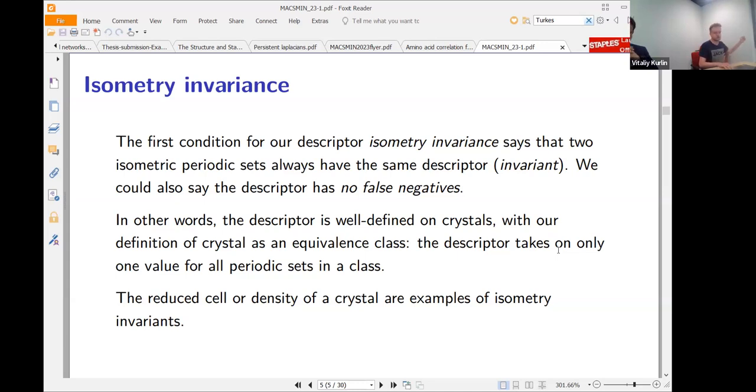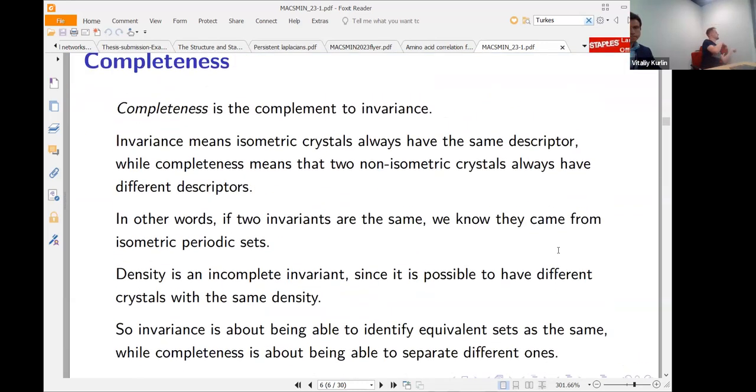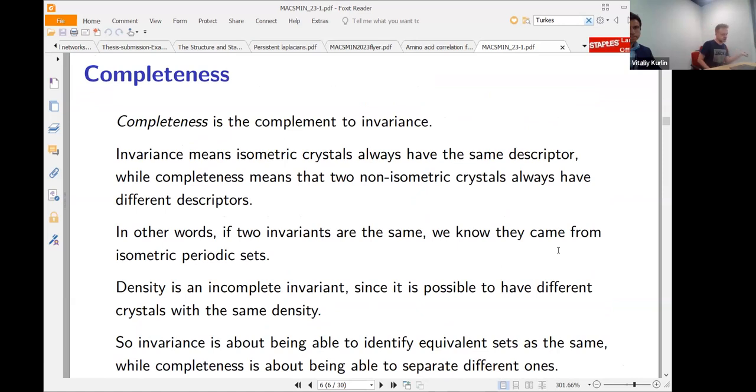So some examples crystallographers would know are the reduced cell of a crystal, or density. They're invariant, right? It doesn't matter how you represent your crystal, even if they're the same thing. And then the other side to that is completeness, which is a lot harder to guarantee. So that's similarity criteria.